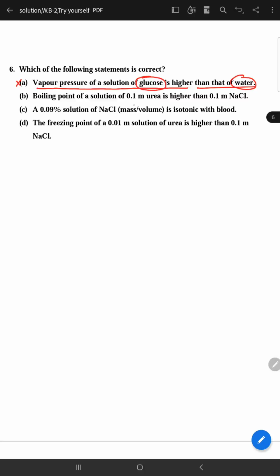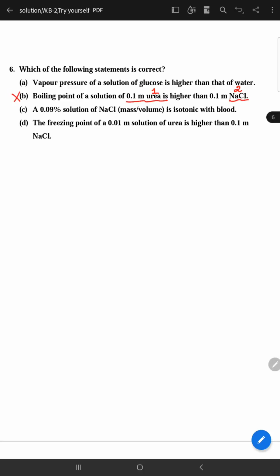Next, the second one: boiling point of solution of 0.1 molal urea is higher than NaCl. Even that is a wrong statement. Because the van't Hoff factor of urea, that means the number of solute particles, will be 1, because it is a non-electrolyte and will not dissociate. But NaCl on dissociation gives 2 solute particles. The more the number of solute particles, the higher the boiling point. So therefore the boiling point should be more for NaCl, not for urea. So even the second option is wrong.